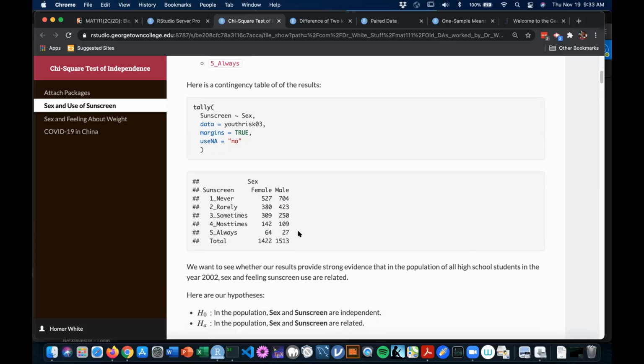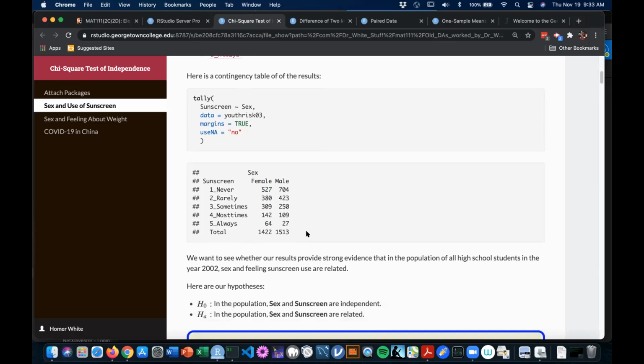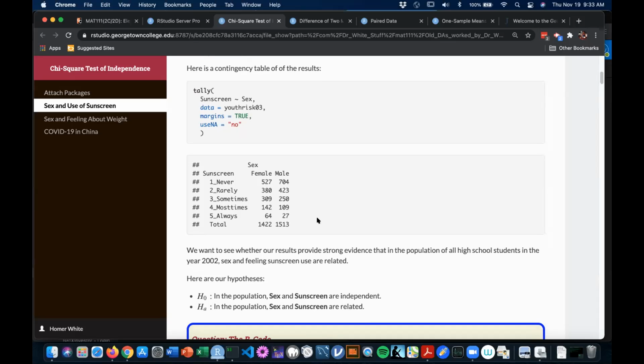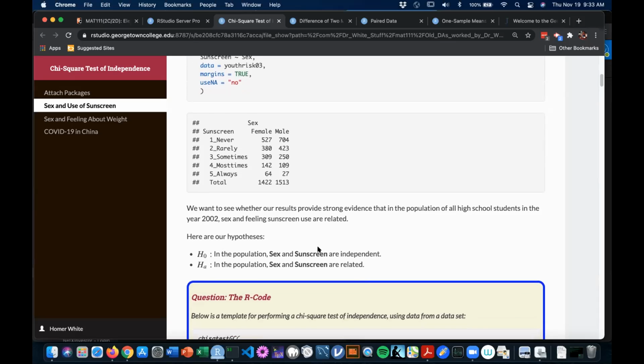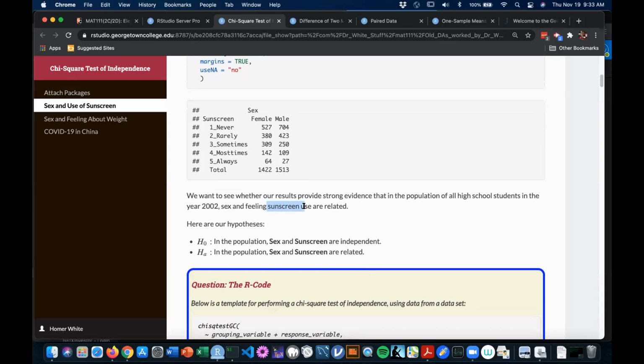Of course, to nail that down better, you would want a table of column percents instead of just counts. But still, that's just what's in the samples from these two populations of all female high schoolers and all male high schoolers. Does the sample provide strong evidence that out there in the population, of all high school students, sex and sunscreen use are related?